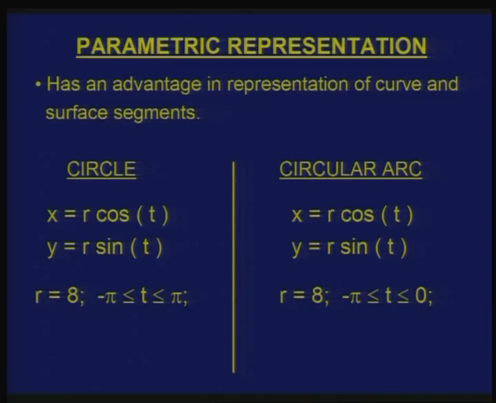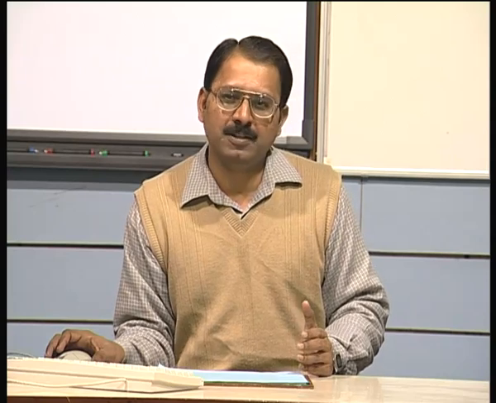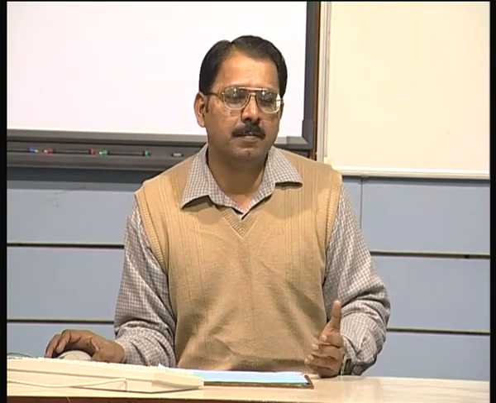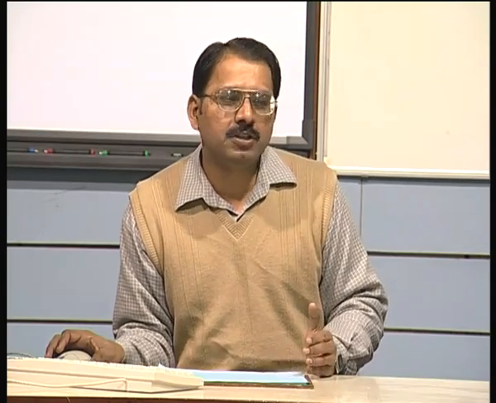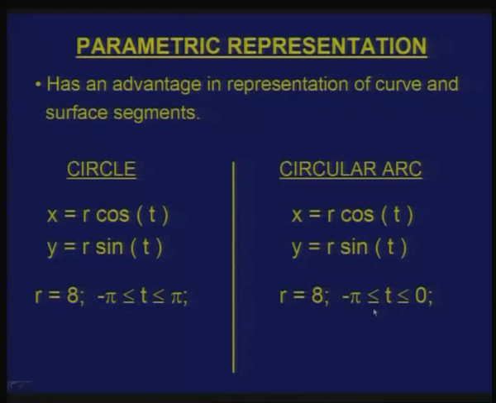You do not have to have a different representation. Imagine representing a circular arc in implicit or explicit form. It is very difficult to do, because you do not have a provision for representing bound entities. Whereas, by simply changing the parameter range to, say, minus pi to 0, the equation has not changed, but I am able to represent a circular arc instead of a complete circle. And this is true with many curve and surface situations where we would be doing this.